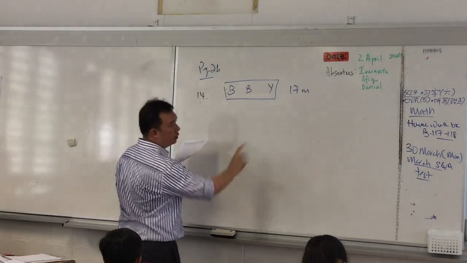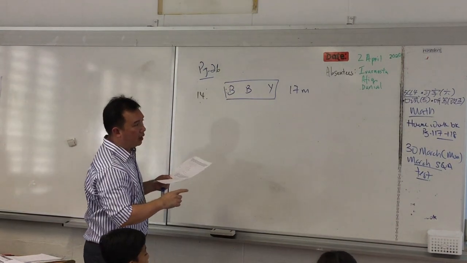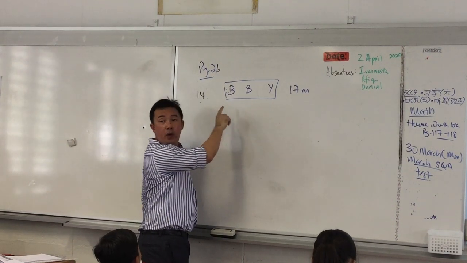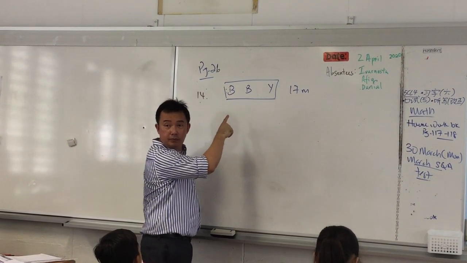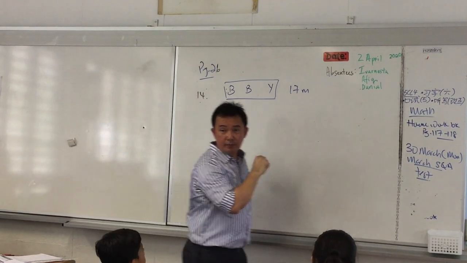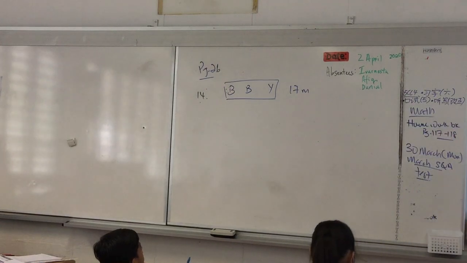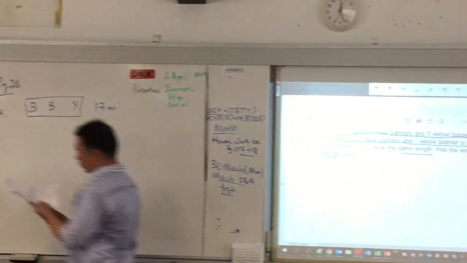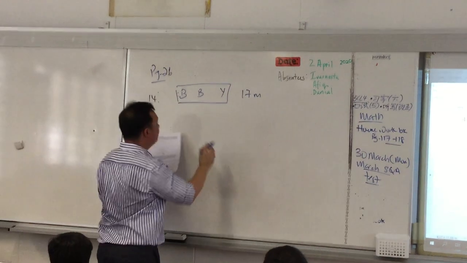So, next. Now, see carefully. Do you know where I get this information from? Sarah, do you know where I'm getting this information from? It's from here. Total length of 2 blue, 1 yellow is 17. I just take down what I'm given. Okay, next one. 4 blue, 5 yellow.